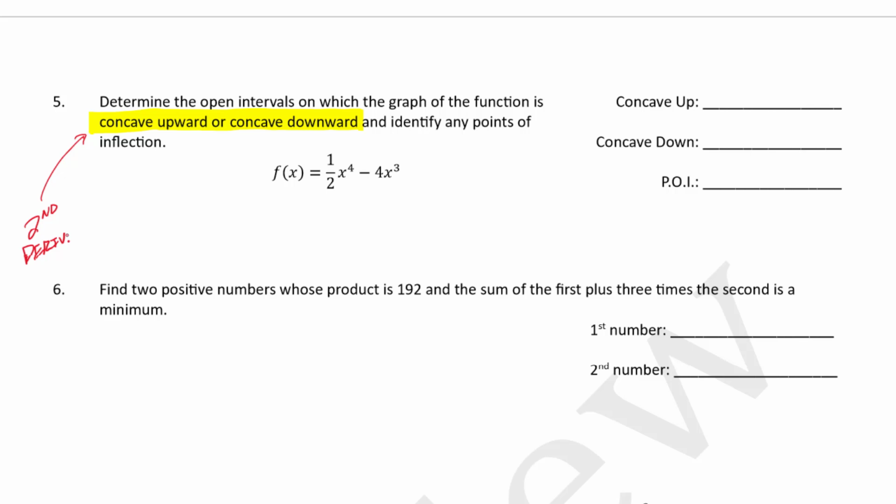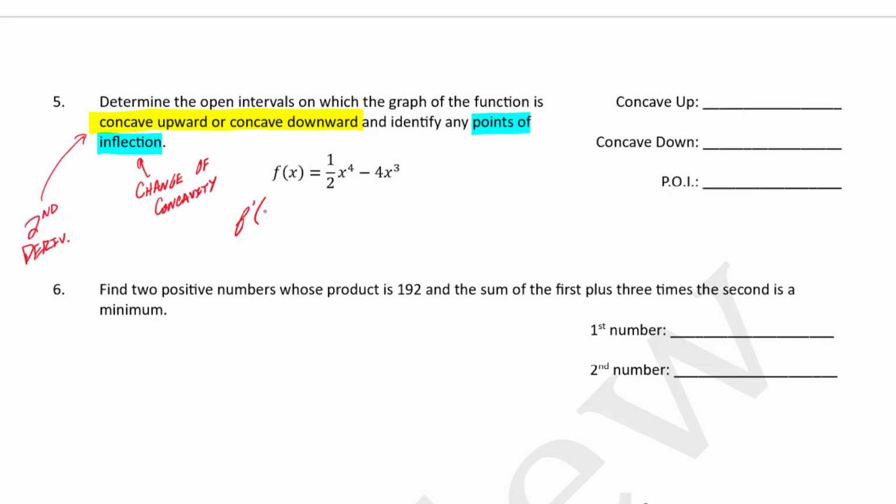Now the other part of this problem asks for any points of inflection, so basically points of inflection are going to be, for this part, any change in concavity, but it does have to be at an actual defined point. So change of concavity. So let's go ahead and get the ball rolling, identifying that derivative I need.